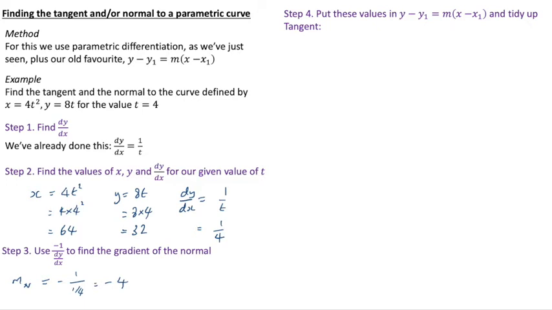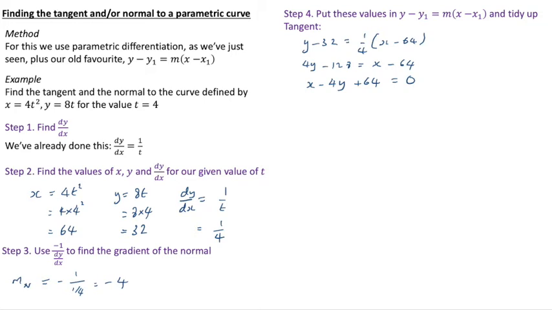So for the tangent, we get y minus 32 is a quarter of x minus 64. So that's just putting our x, y and dy by dx values in. And we tidy that up by timesing by 4. And then we can put it into some standard form like this, which gives us x minus 4y plus 64 is equal to 0.